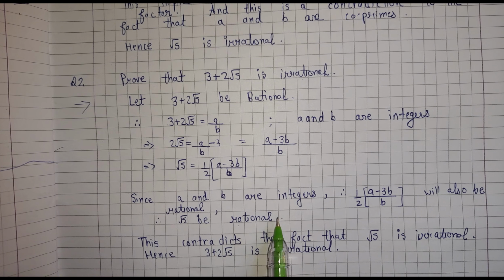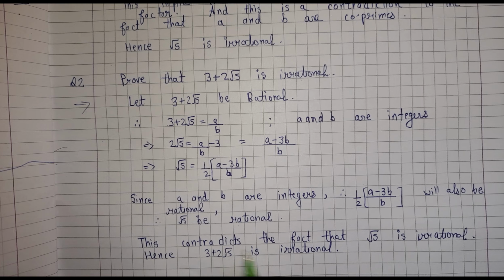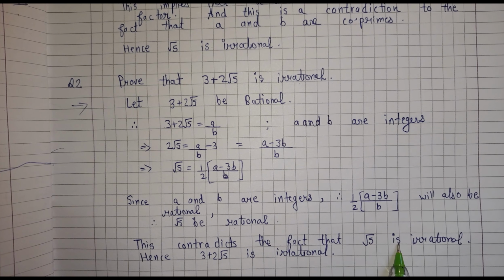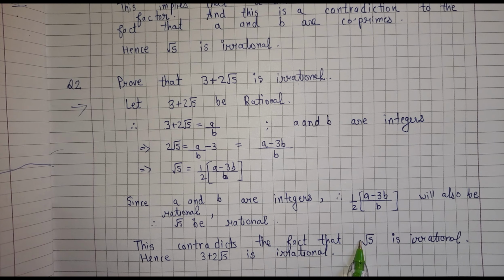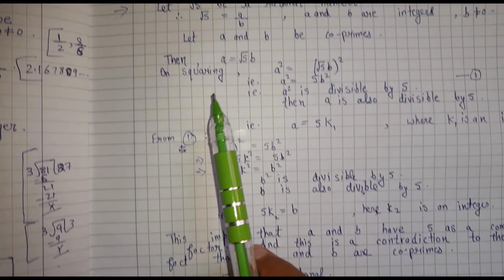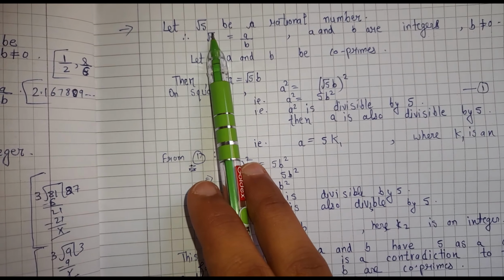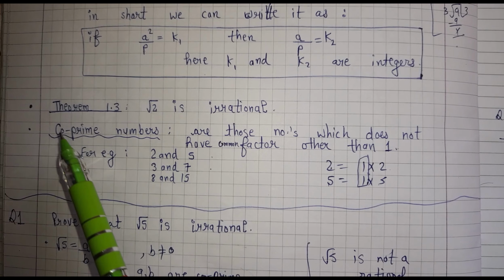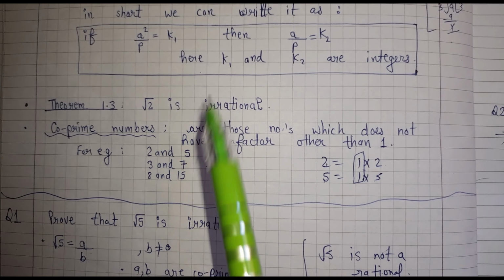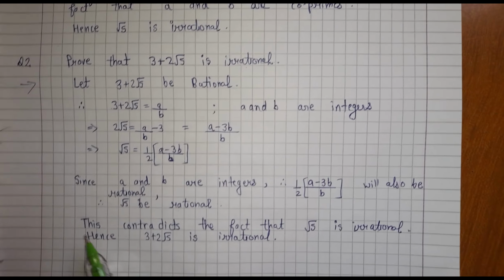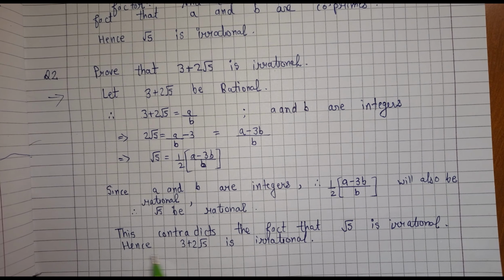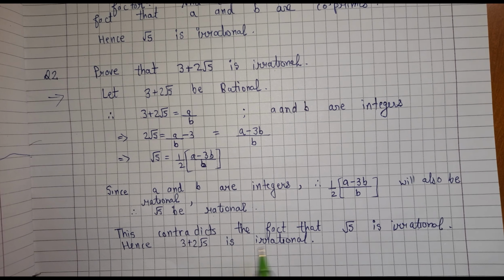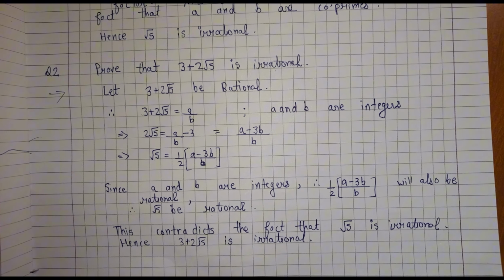So root 5 is rational. But this contradicts the fact that root 5 is irrational. We already proved that root 5 is irrational in the above question. Also, by theorem 1.3, root 2 is irrational. So, this contradicts the fact that root 5 is irrational. Hence, 3 plus 2 root 5 is irrational. That's it.